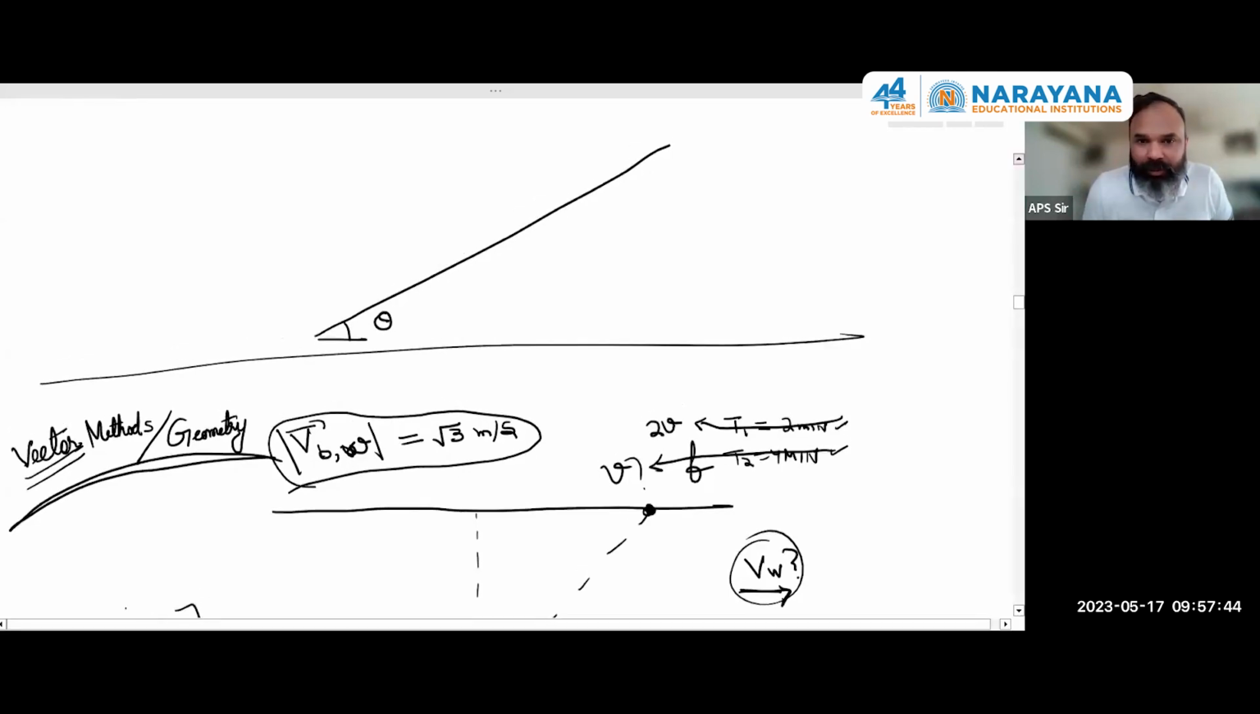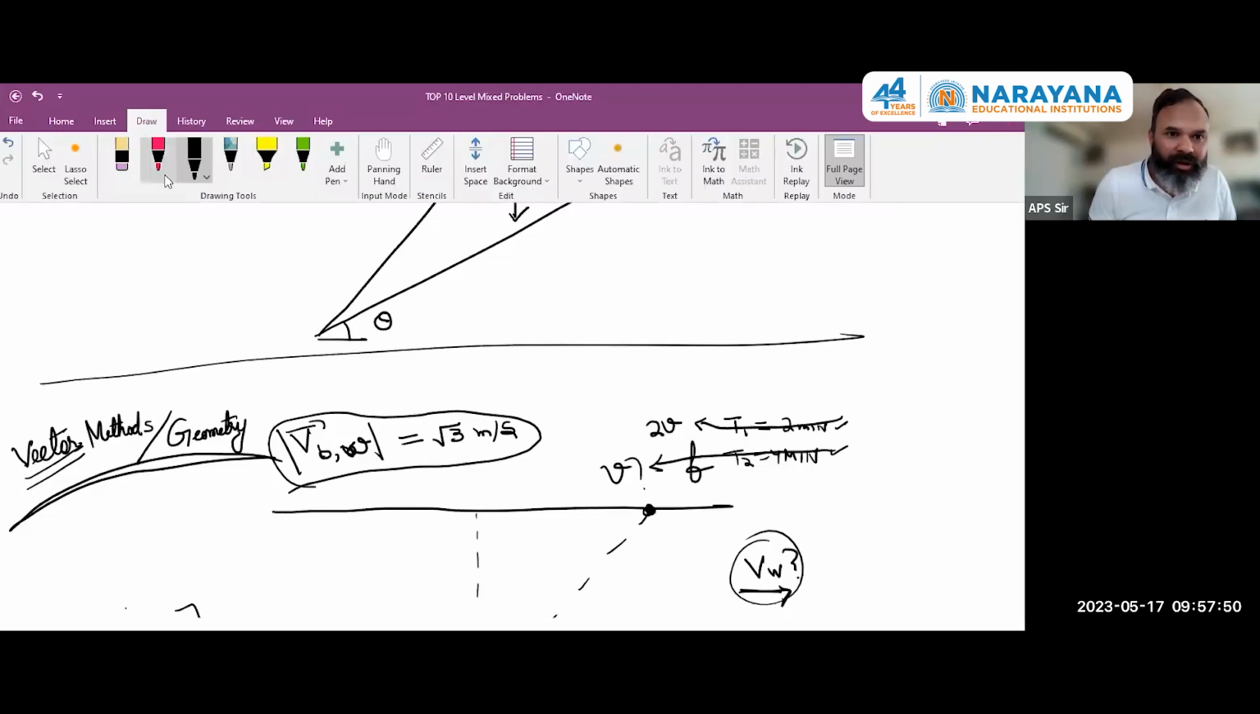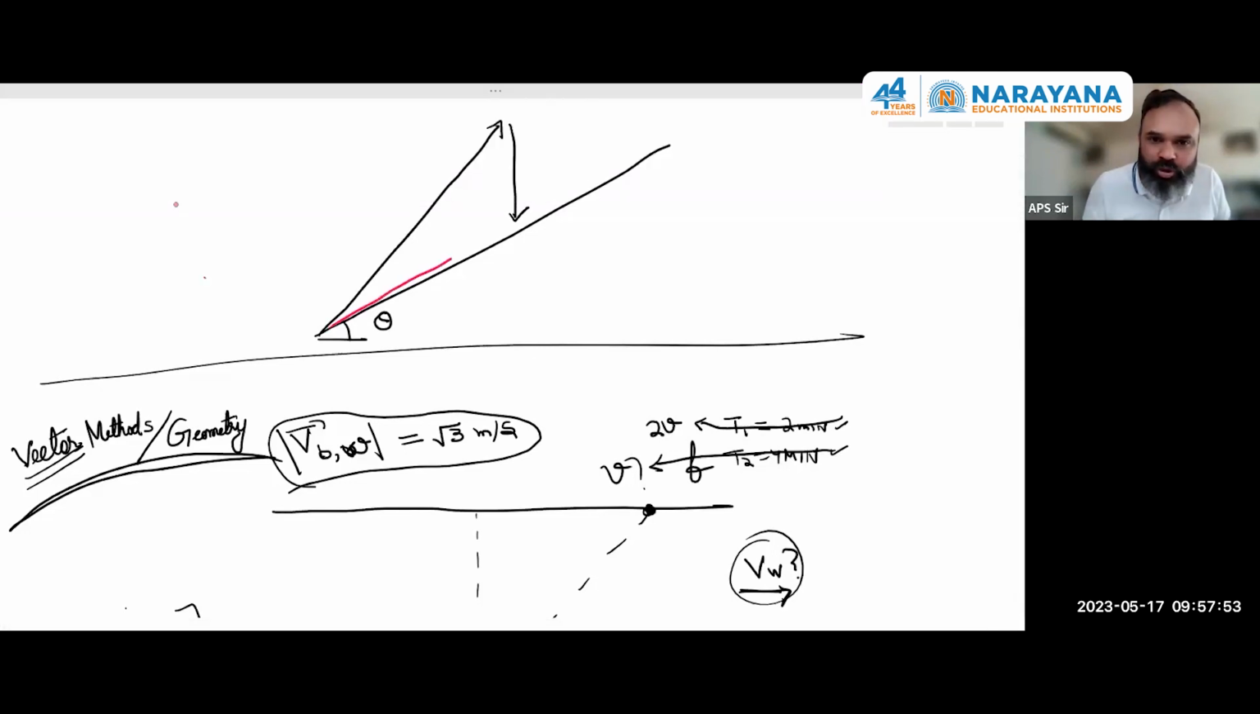So by vector approach, I will only draw two lines. I will say this is my ut, this is my half gt square. I'm done with my problem. Why should I analyze a parabola? I should never analyze a parabola. It is never required.